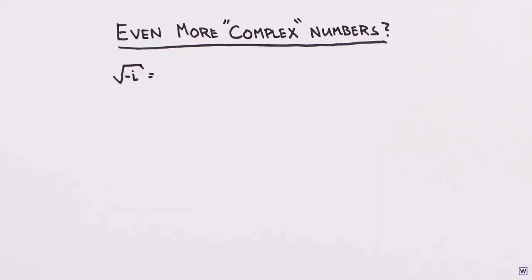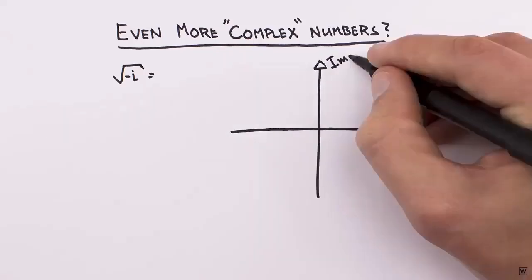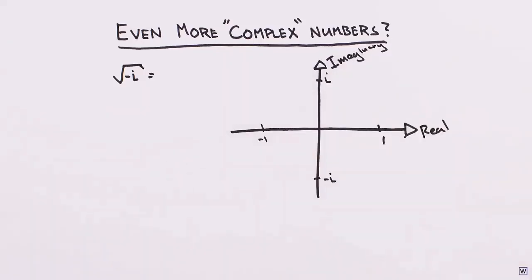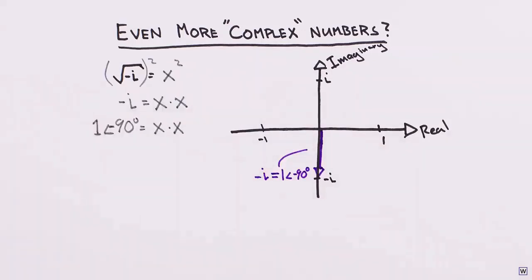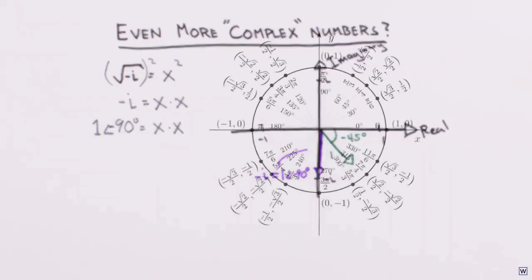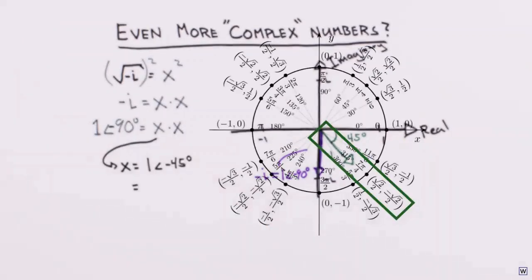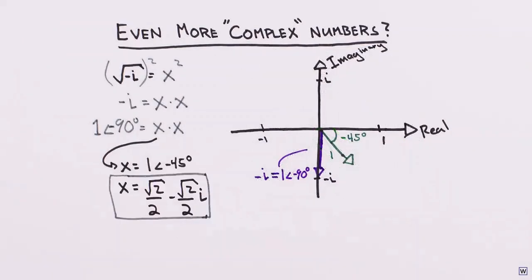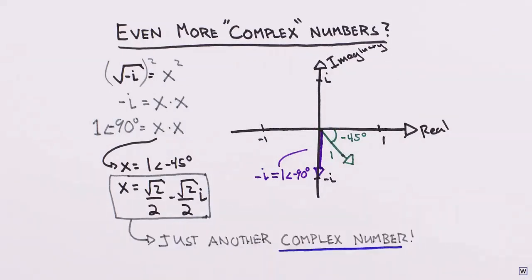In fact, we can evaluate the square root of -i, again using our good friend the complex plane. Since -i has a magnitude of 1 and an angle of -90 degrees, we just need a number with a magnitude of 1 and an angle of -45 degrees. According to our unit circle, root 2 over 2 minus root 2 over 2 i. So the square root of -i is just another complex number. There's no need for some wild new three-dimensional number.